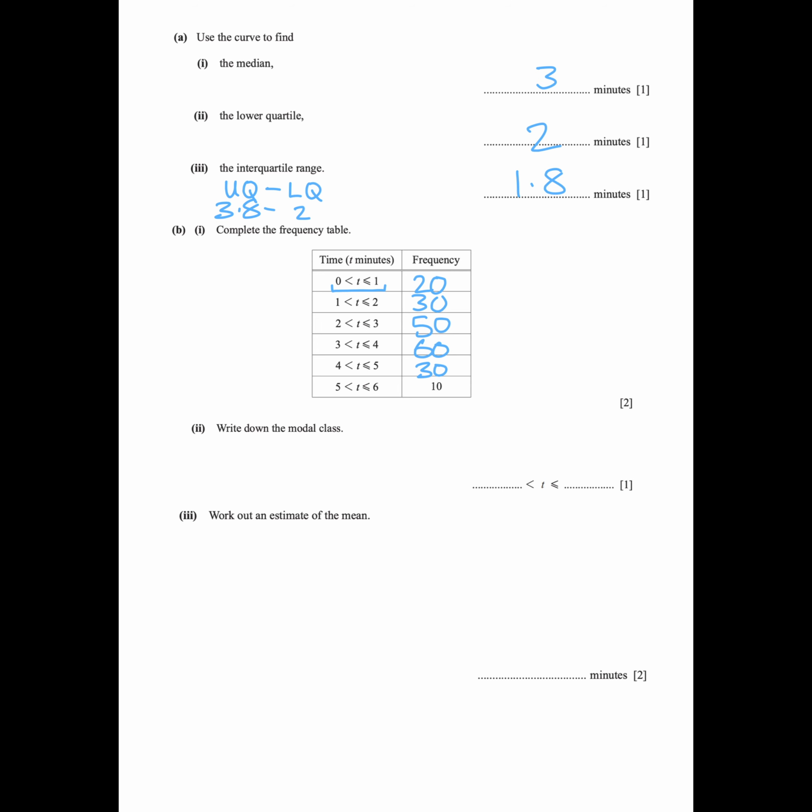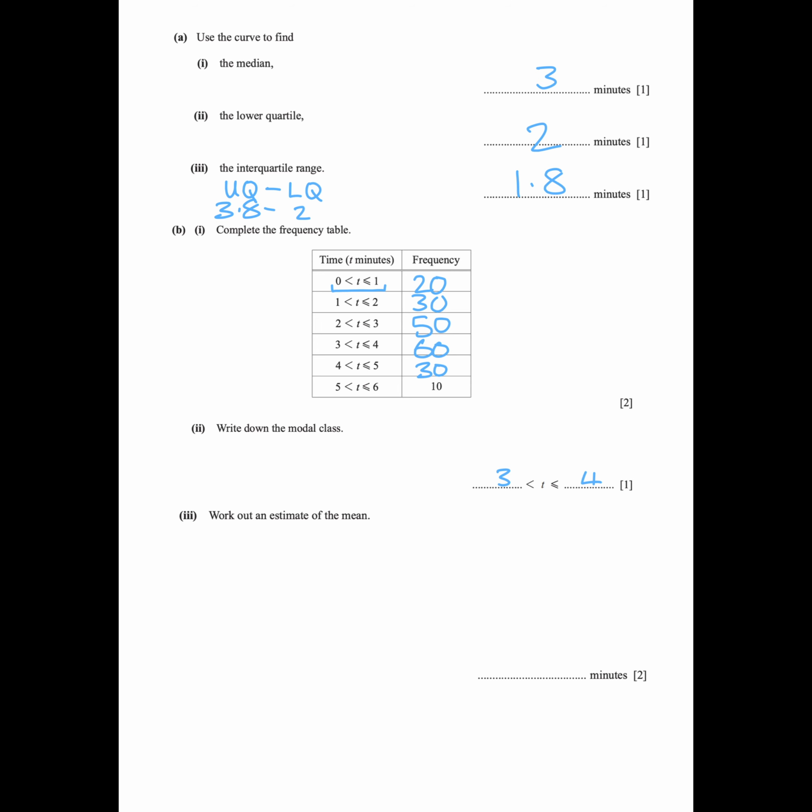Then we need to write down the modal class. The modal class is the most common, and the most common there is 60, and therefore the modal class is 3 to 4. They've actually put all the right inequality notation in there for the group intervals. And then we need to work out an estimate for the mean.